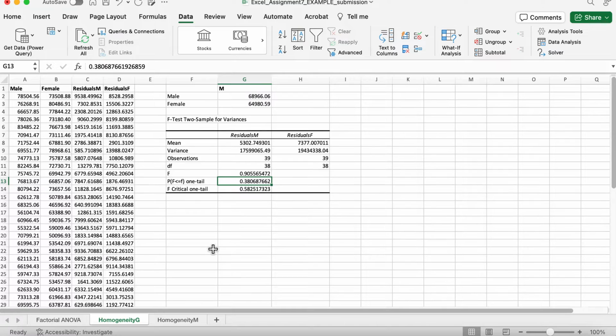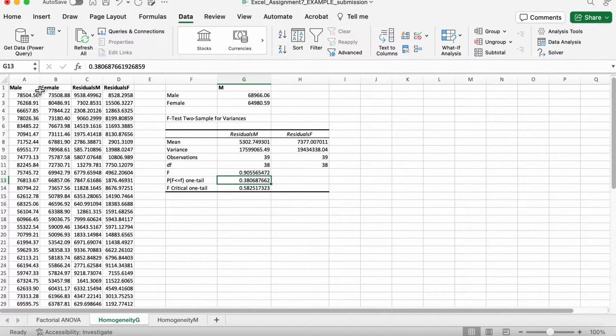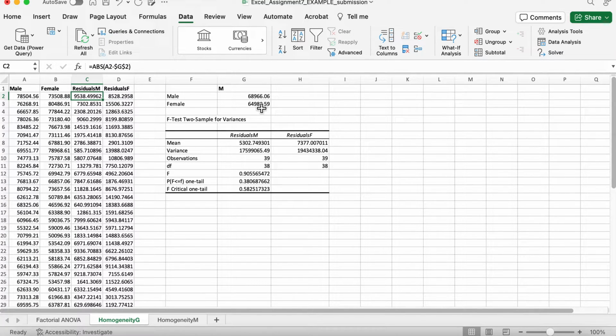I did it by gender and by major. That's all I want you to do. Don't worry about trying to do all 6 groups or anything like that compared. So we're just going to focus on these. For this one, we have males and females. I've already run the residuals, the absolute residuals, and I started off by taking these numbers and getting their means. So we have the mean for males and the mean for females.